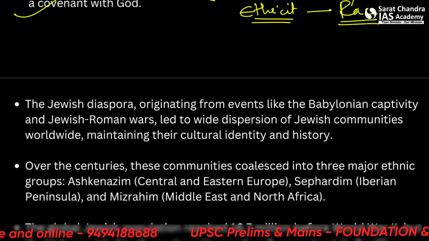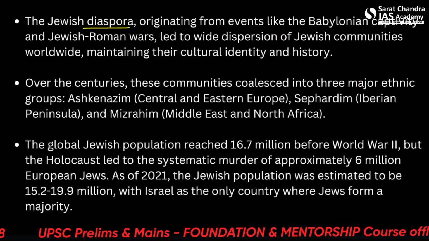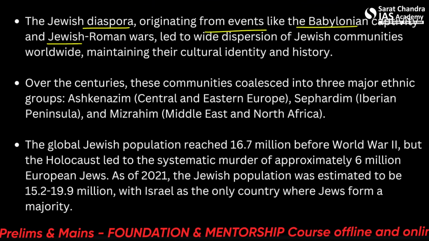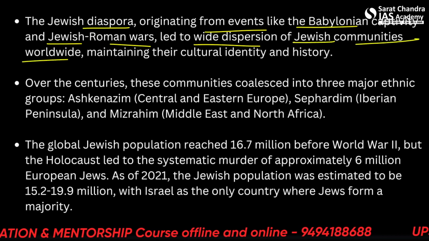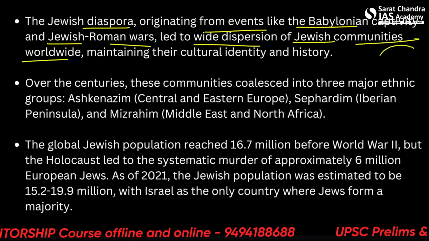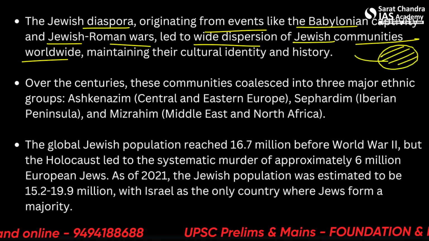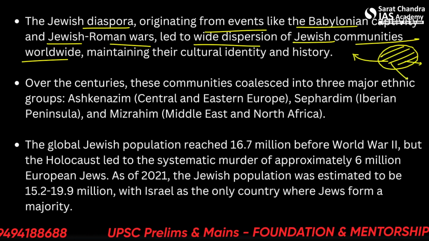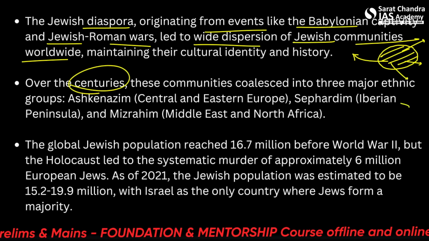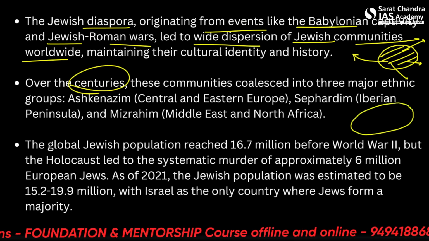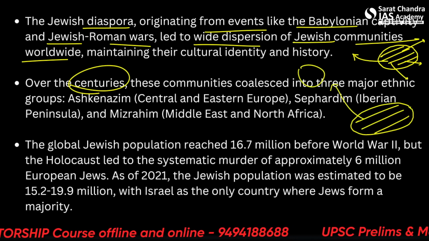Let us move further. So what happened to the Jewish diaspora in the future? Originating from events like the Babylonian captivity and the Jewish-Roman wars, it led to a wide dispersal of Jewish communities worldwide. That means after their original kingdoms of Israel were captured by other forces, they emigrated worldwide to various different places. Over the centuries, while their original place in Israel was being captured by various different powers, they kept emigrating and spreading.